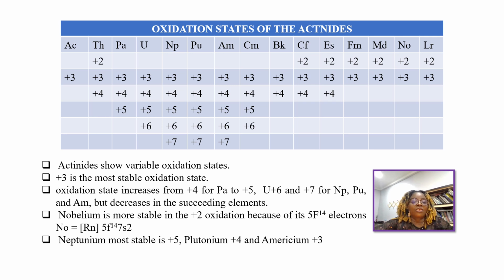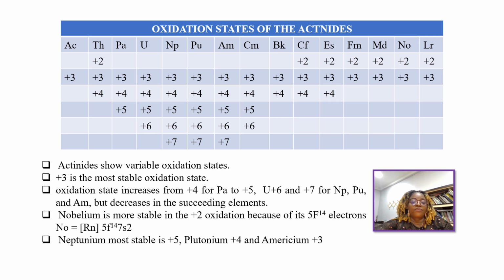So the actinides show variable oxidation states because of the smaller energy gap between 5f, 6d, and 7s orbitals. Though +3 is the most stable oxidation state, other oxidation states are possible because of the poor shielding of the 5f electrons. The maximum oxidation state first increases up to the middle of the series and then decreases.